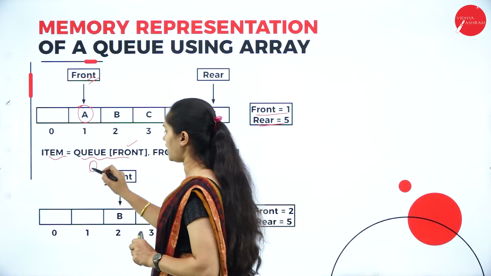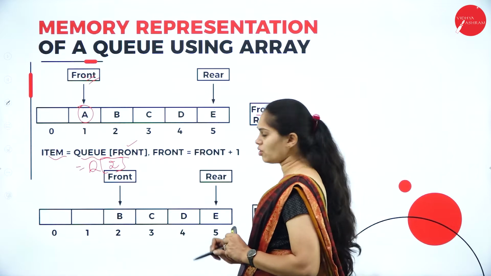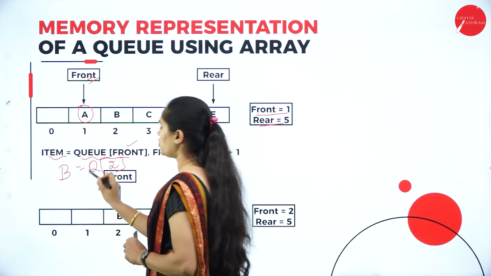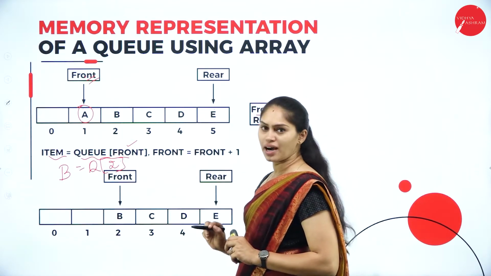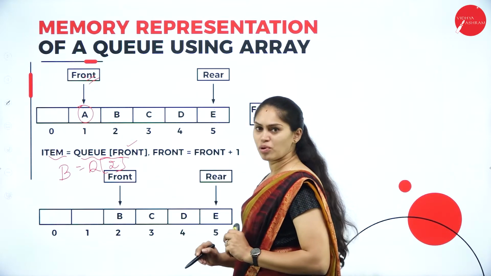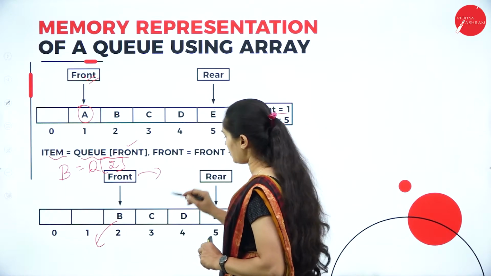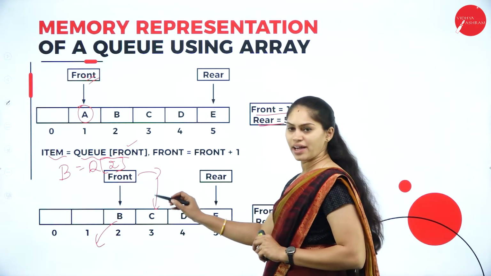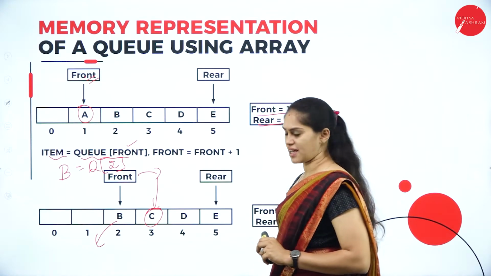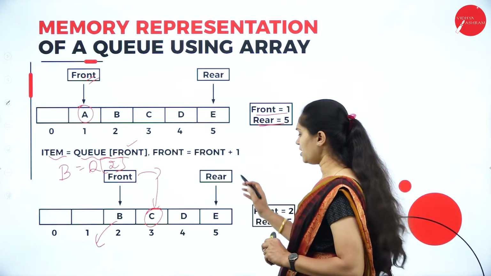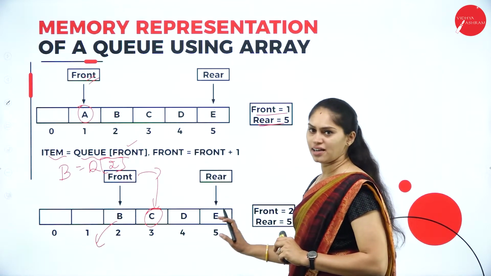If I specify q of 2, what we have in q of 2 is B. So now I want to delete this B, which is in the second location of the q array. The front pointer will point here, this will come out, then the front pointer will be incremented by 1 and point to the next position. That means we can delete this C. If I wanted to add a new element, I need to give the location for the rear, and in that position we can add a new element.